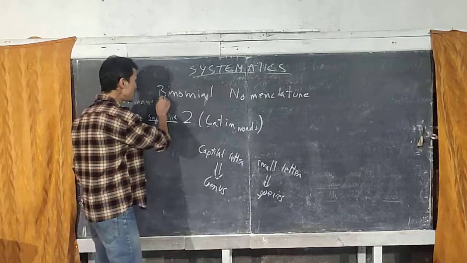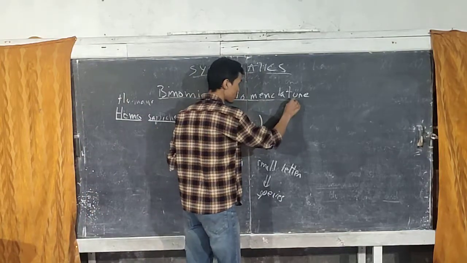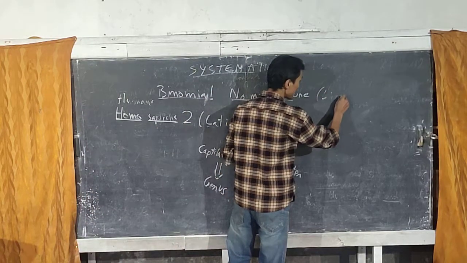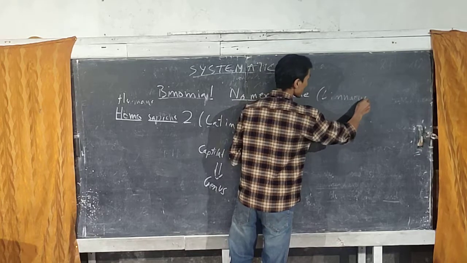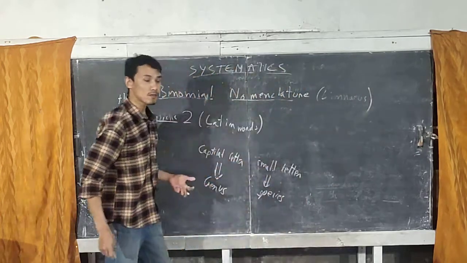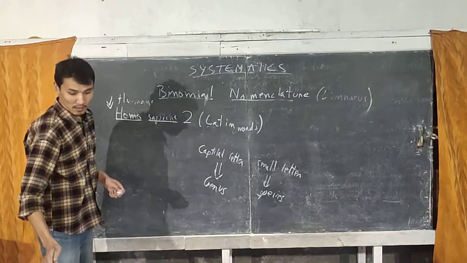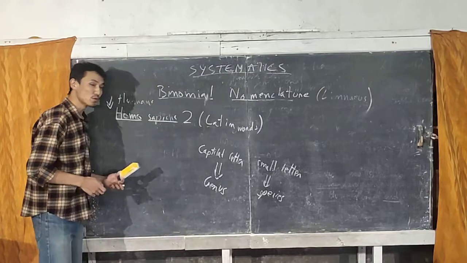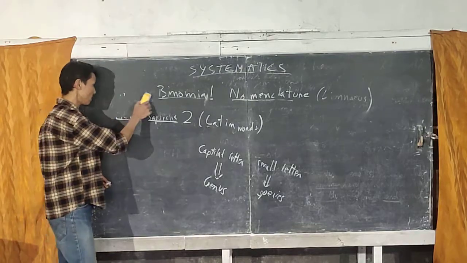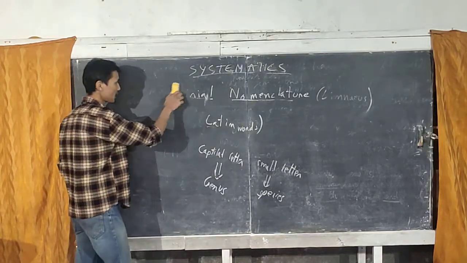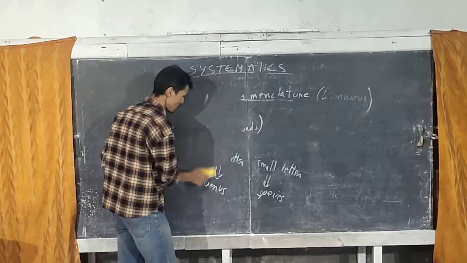Binomial nomenclature was given by Linnaeus. He was the scientist who created this method of naming organisms. That means two words, the first word representing genus and the second word representing species.